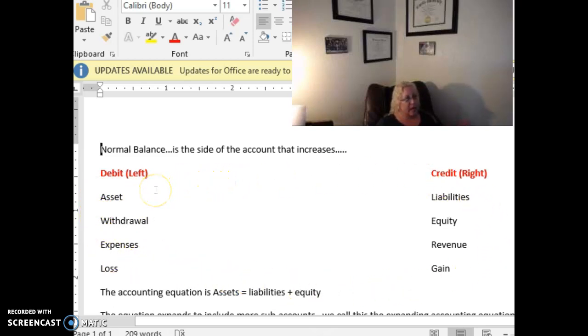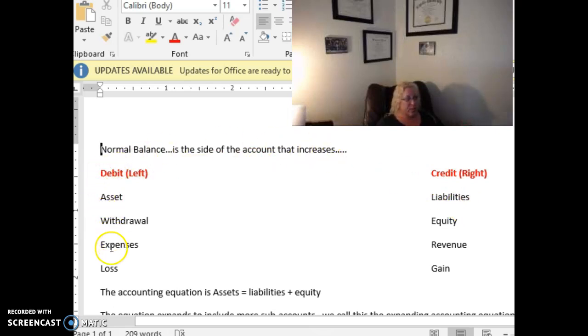When we make an entry in accounting, we either make the entry on the left or on the right, and depending on the normal balance of that account, the side that is increasing is the normal balance. So for example, cash is an asset. If we want to increase cash, we would make our entry on the left, okay? If we want to decrease cash, we would make our entry on the right.